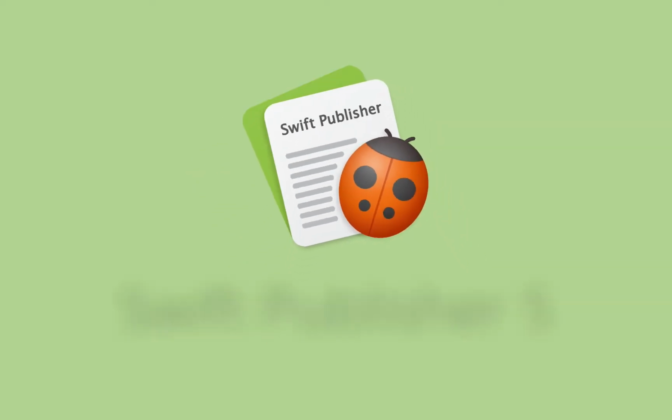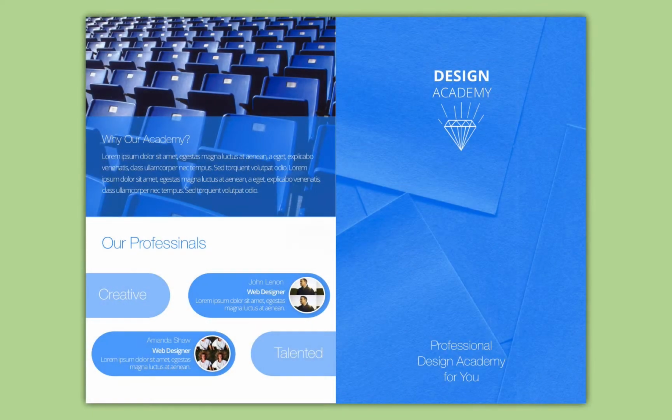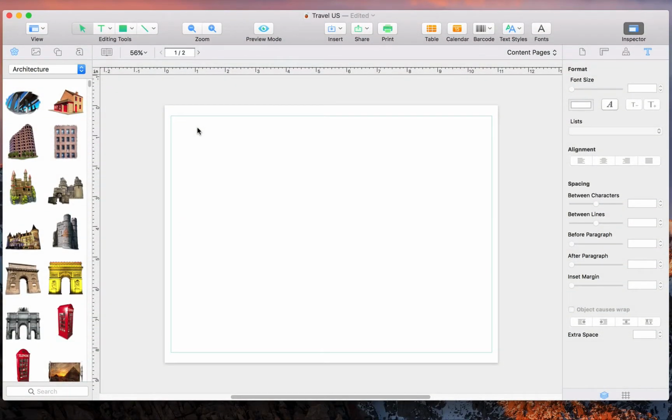Swift Publisher has useful design tools to get you started. In this tutorial, we're going to create the design elements of this document. That is, everything but the text. Let's get to it. The first thing we want to do is set up guides so that we have a reference point when placing pictures, shapes, and text boxes.